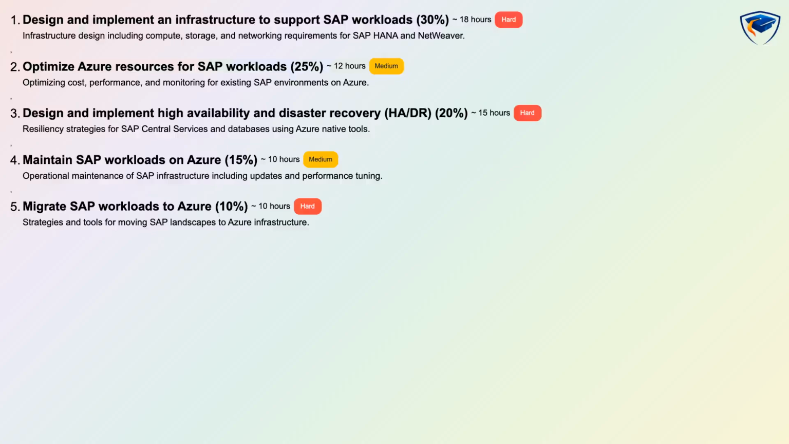The exam is divided into 5 domains, with the first domain, Design and Implement an Infrastructure to Support SAP Workloads, carrying the most weight at 30%. The second domain, Optimize Azure Resources for SAP Workloads, comes in at 25%, followed by Design and Implement High Availability and Disaster Recovery at 20%, Maintain SAP Workloads on Azure at 15%, and Migrate SAP Workloads to Azure at 10%.